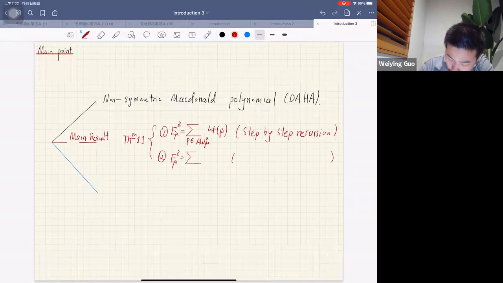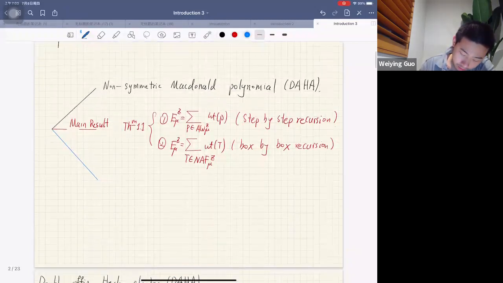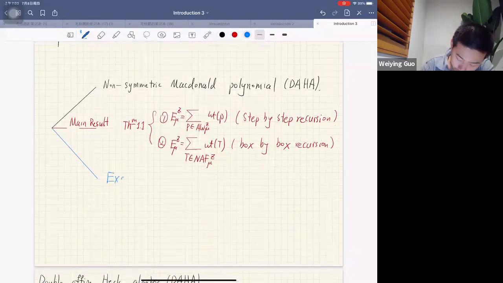And secondly, we can show that the non-symmetric Macdonald polynomial is a sum over some non-attacking fillings with their weight. And we call this the box-by-box recursion. And lastly, I'm going to talk about one example of how we perform the box-by-box recursion.